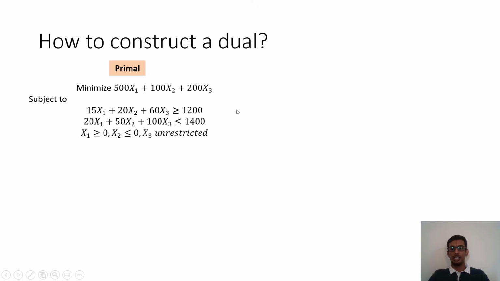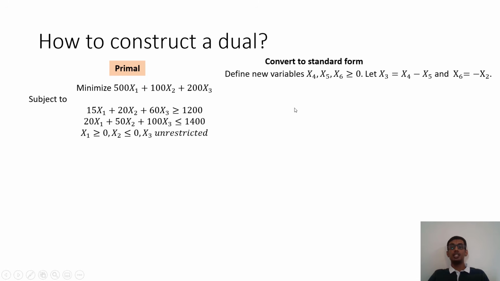So what are the things to note here? You require a maximization objective, right? And you require less than or equal to constraints, and you require all the variables to be greater than or equal to 0. So the first step in converting this primal to a standard form is to define three new variables. Why do we define these three variables? These three variables are defined to be greater than or equal to 0, right? And we define x3, which is currently unrestricted, to be equal to x4 minus x5, where x4 and x5 are both greater than or equal to 0.